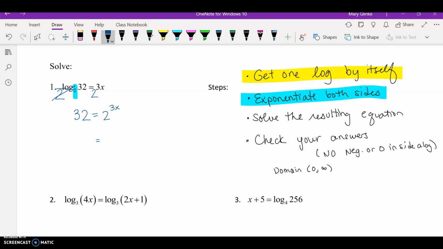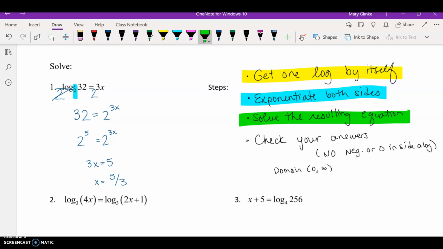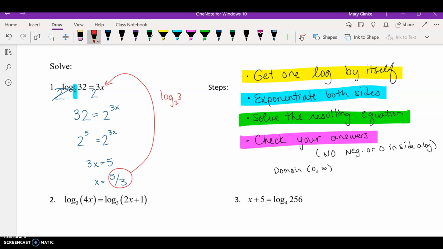So then we're going to solve the resulting equation. Now this is one where we don't deal with the right-hand side, but the left-hand side, I can write as 2 to the 5th power, which helps us now because 3x equals 5, making x 5/3. So we have done step 3, solve your resulting equation, and then step 4, check your answers. So if you take your answer and you plug it in here, you get log base 2 of 32 equals 3 times 5/3. So log base 2 of 32 equals 5. This is a true statement, and I don't have any negatives inside my logs. So x equals 5/3 is our answer.